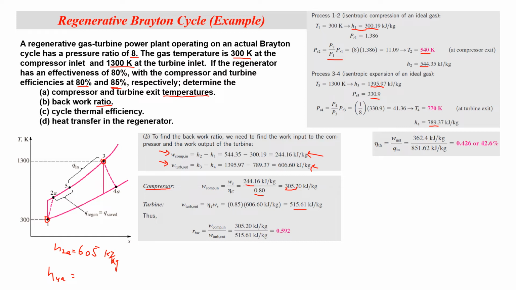Let me just grab my calculator. So 1395.97 minus 515.61 would be equal to 880.36. So 880.36. You can use the table again and find out the temperature value associated with that.